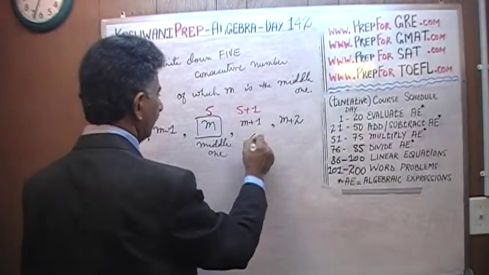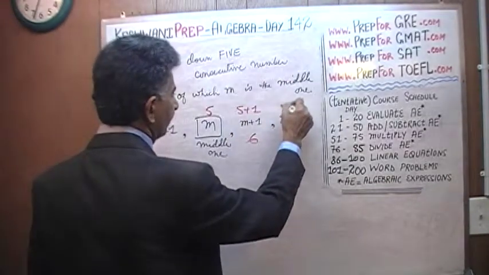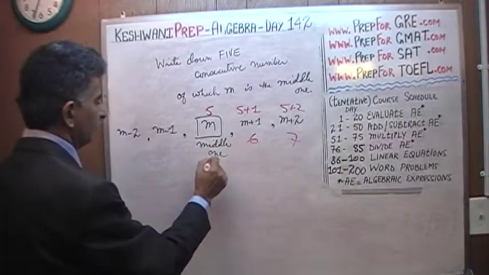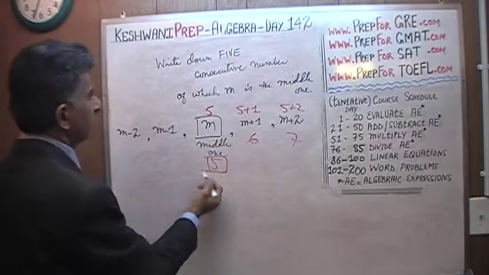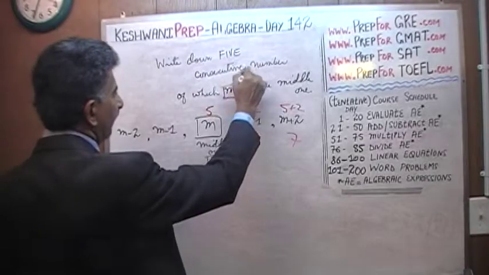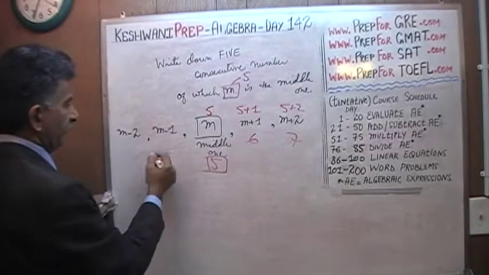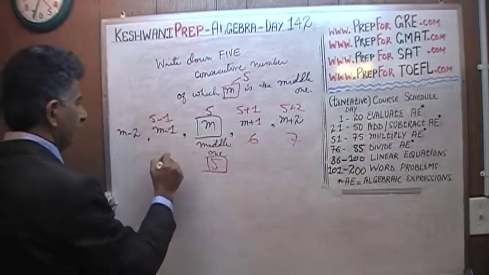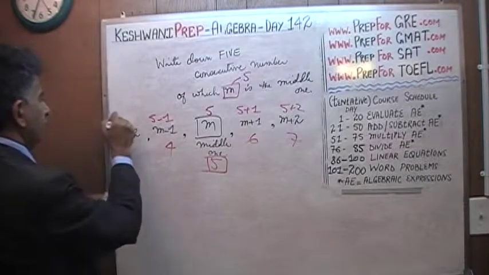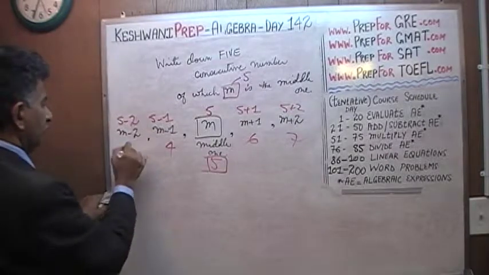5 plus 1, or 6. 5 plus 2, or 7. This is your 5. This is the given one. They give it to us, and we're putting in 5 for it. The one before that is going to be 5 minus 1, or 4. This is going to be 5 minus 2, or 3.